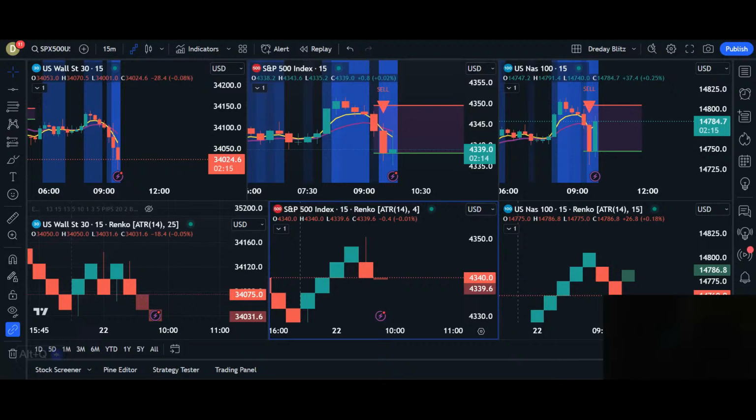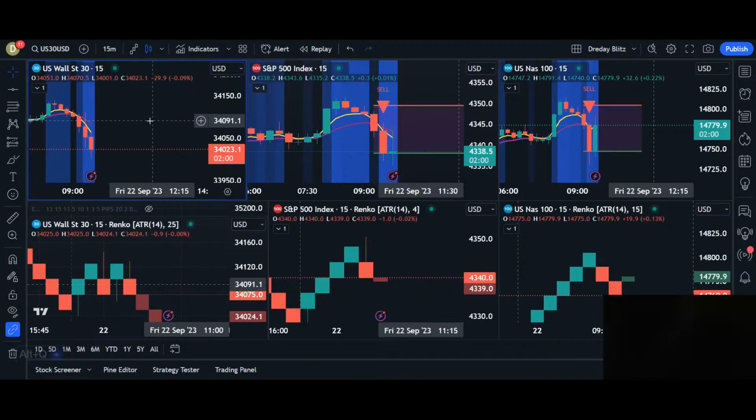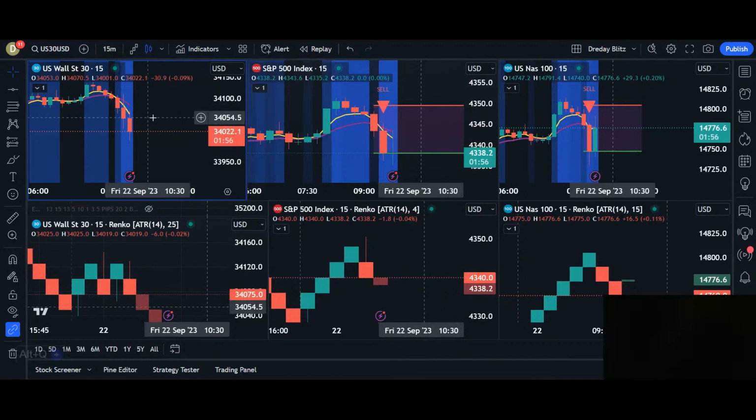All right. So far, we have less than 3 minutes left after this news event. So for US 30, it was still tanking after the news event.